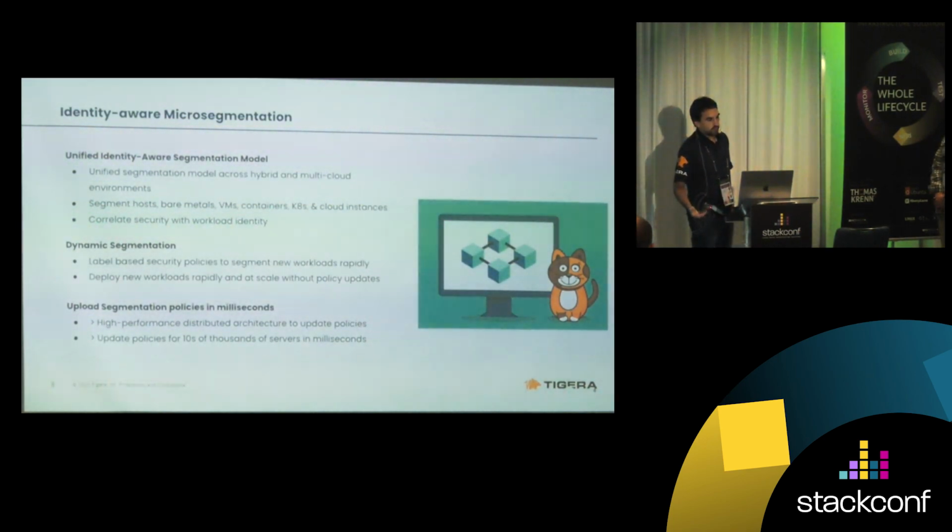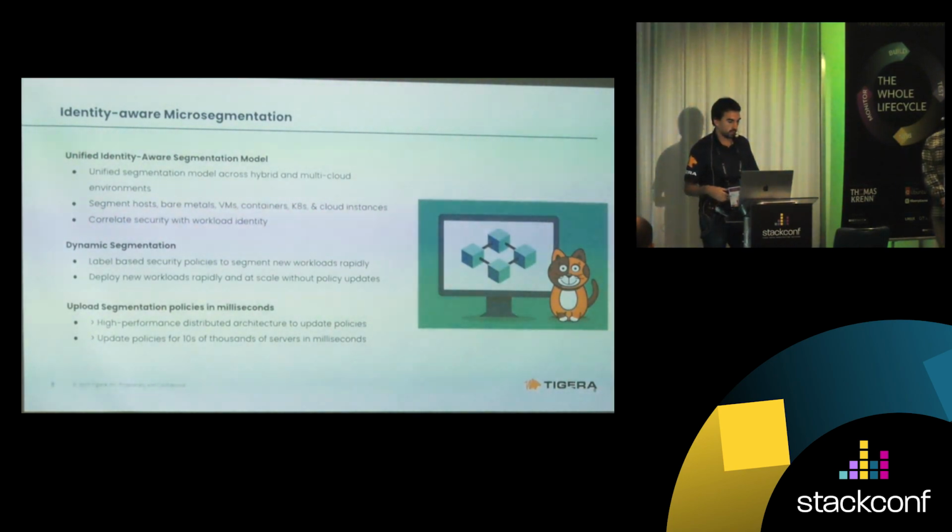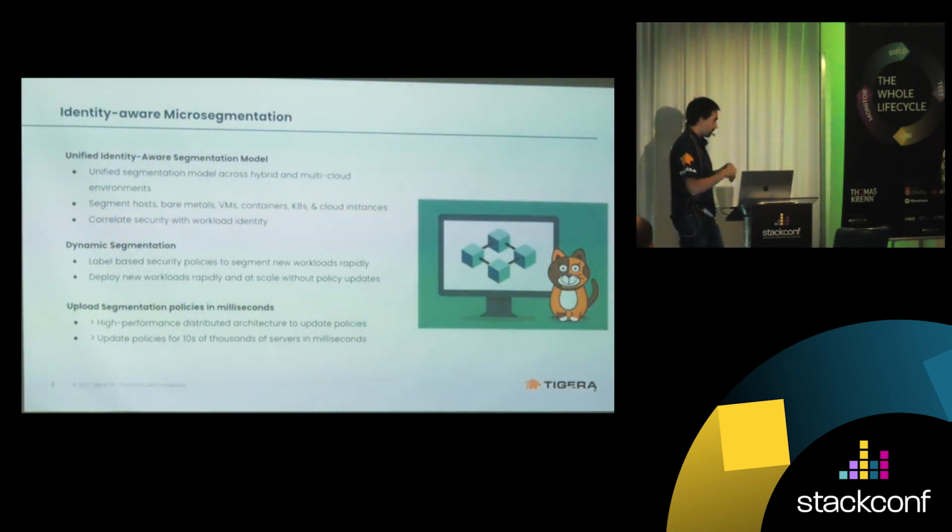So identity-aware microsegmentation, dynamic segmentation, policies in milliseconds. So what does it mean? Like I said earlier, we can create policies for different platforms: hybrid, on-prem, cloud, and so on. So it means you can create one policy in a test environment. It could be kind with tiny Kubernetes and Calico. It could be egress, it could be Rancher.